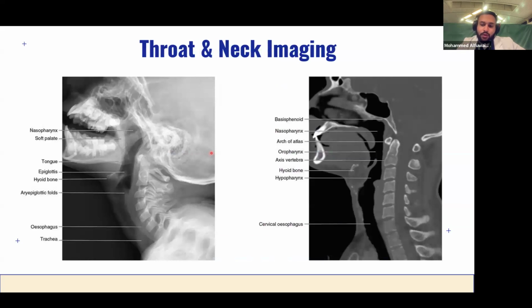Now we go into showing more detailed radiology just for the sake of completion. Some of these things, I have no idea why you're taking it now, and still, it's advanced for you guys, but anyways. Now we have here an X-ray, here a CT. This is a lateral view. So you can see here, this is the oral cavity, nasopharynx, soft palate.